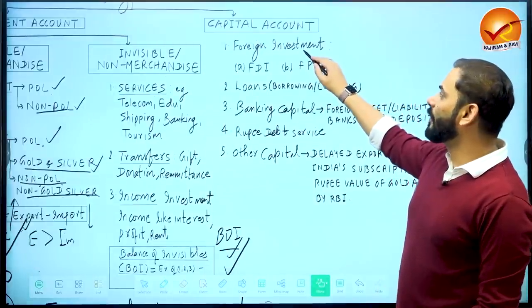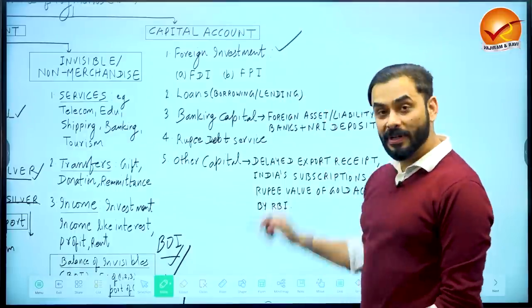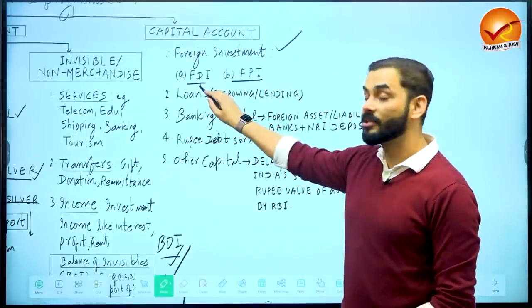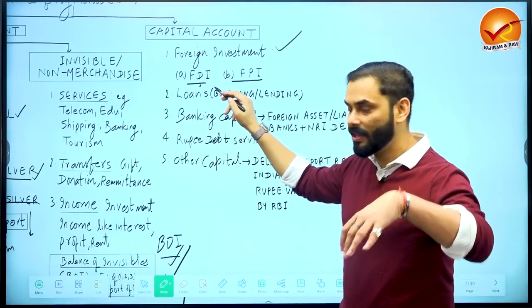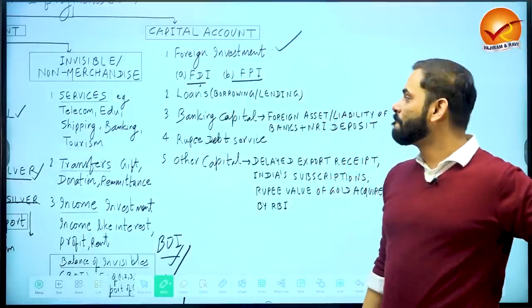So what is the first component of capital account? Foreign investment. So how do you get foreign investment, guys? Through foreign direct investment and foreign portfolio investment. Foreign direct investment is a long-term investment that comes to India. And foreign portfolio investment is a short-term investment that comes to India.